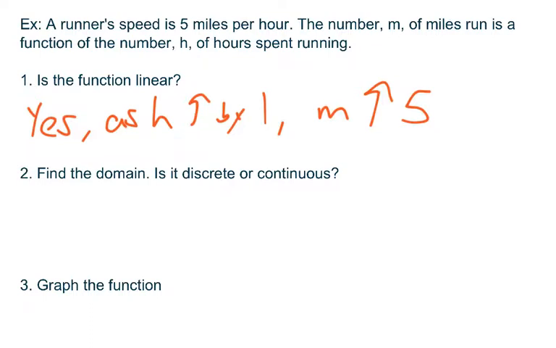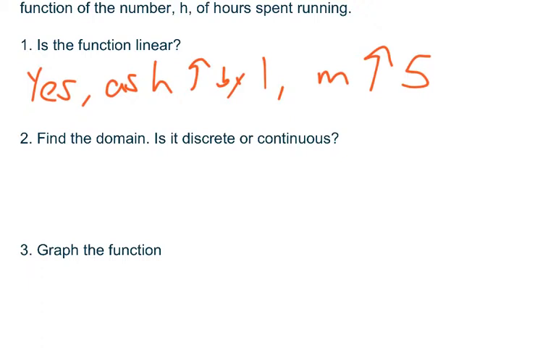Number 2, find the domain. Is it discrete or continuous? This one I would argue is continuous. The reason it is continuous is because we can't count the number of hours. We could have a half of an hour, or a quarter of an hour, or a third of an hour, or 1/100th of an hour. This is continuous because we don't have to be whole hours.